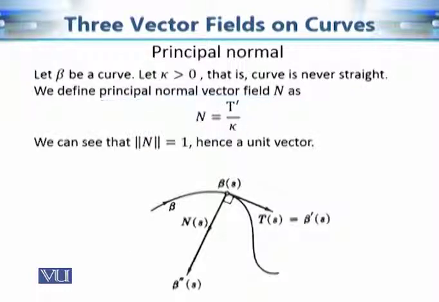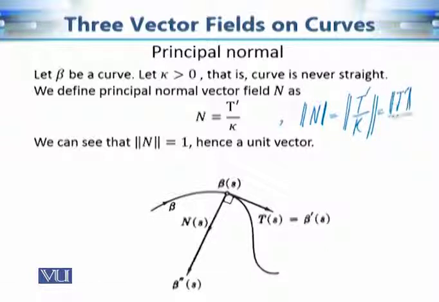Now let's see why it is unit. We can easily calculate the norm of N at any particular point. This is going to be equal to the norm of T prime over the curvature. So it is the norm of T prime divided by the curvature, and we know that the norm of T prime is the curvature. So κ over κ is going to be equal to 1.